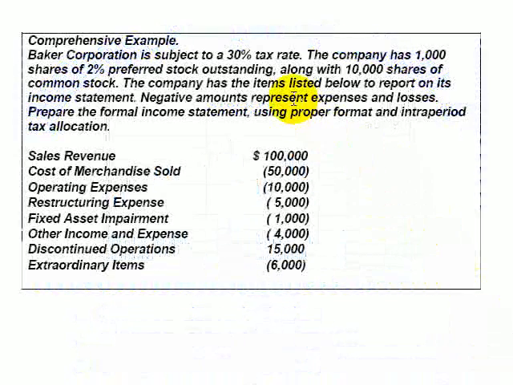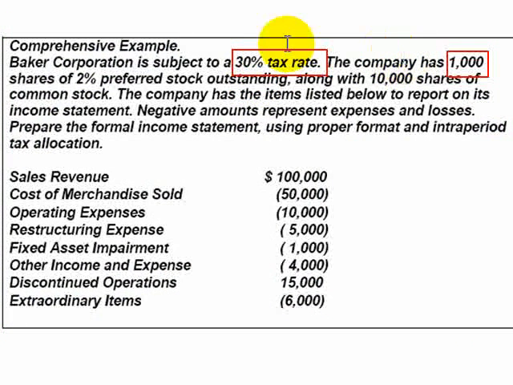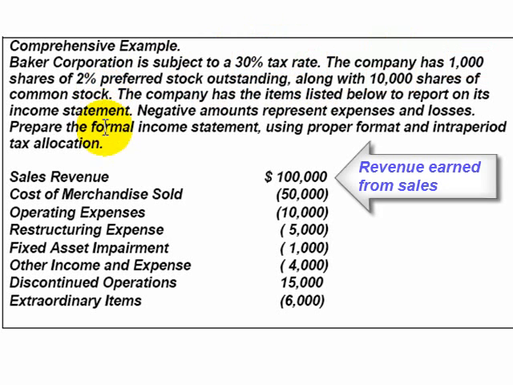We have an example here in which the corporation is subject to a 30% tax rate. The company has 1,000 shares of 2% preferred stock outstanding and 10,000 shares of common stock. We'll need this information later because corporations are required to disclose their earnings on a per share basis as well as in total. Our company has sales revenue of $100,000.